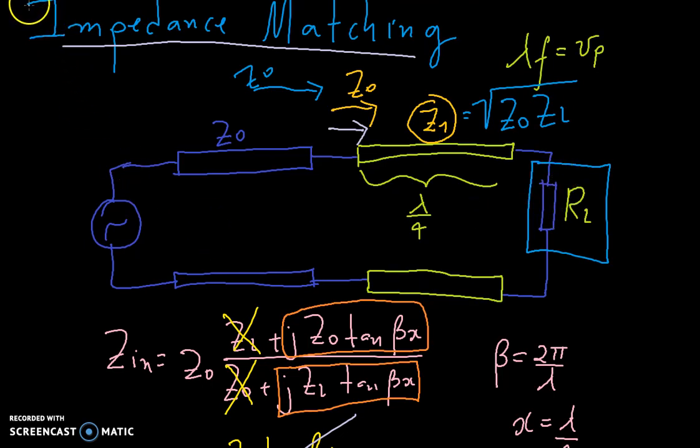There is another method which is called the stub method, in which we attach another transmission line here parallel to the first one, with the ends shorted, and that will help us match the load as well.